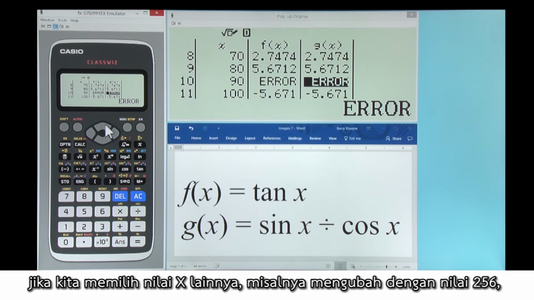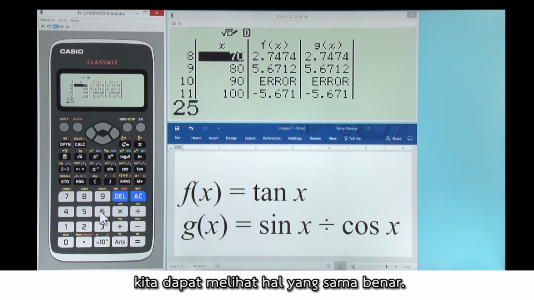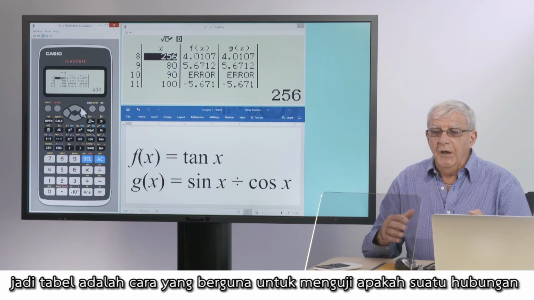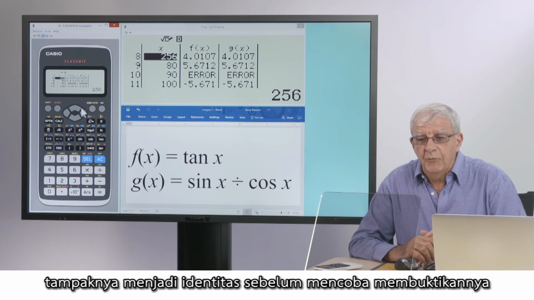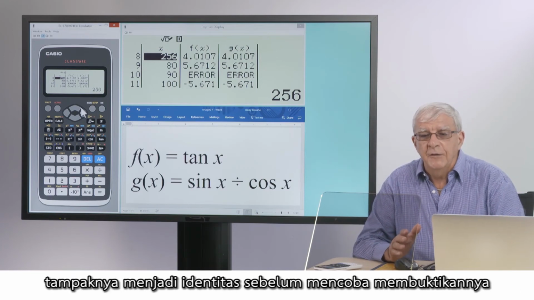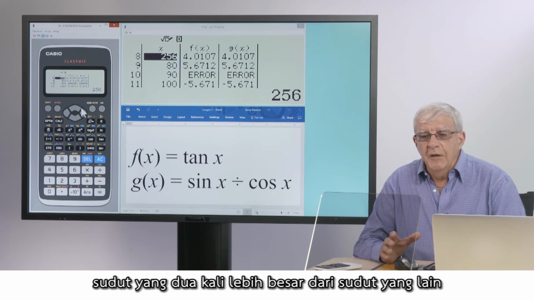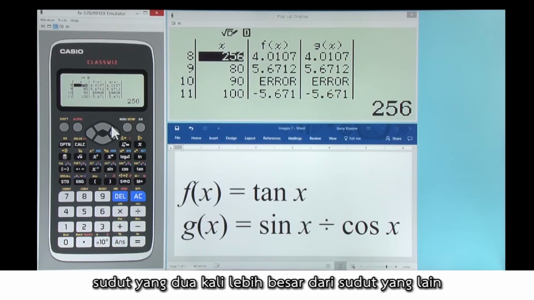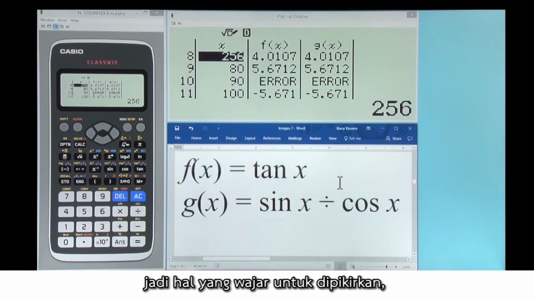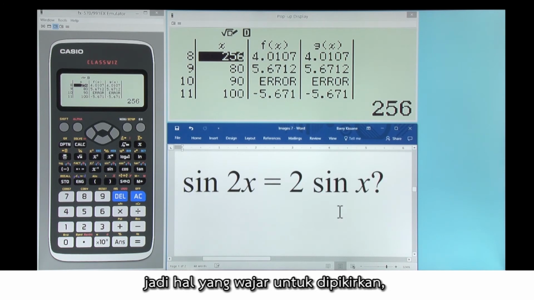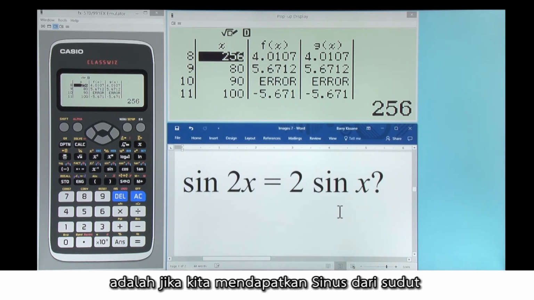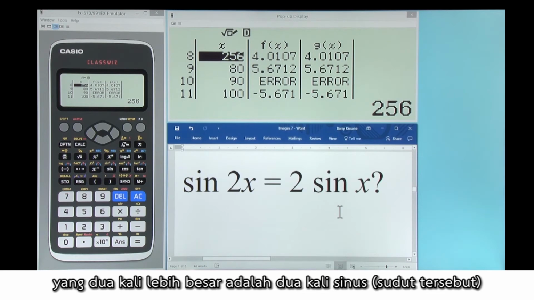So if we choose other values of x, by changing a value here, 256, we can see the same is true. So a table is a useful way to test whether a relationship seems to be an identity before attempting to prove it. A good example involves finding the sine of an angle that is twice as large as another angle. So a natural thing to think is, if we get the sine of an angle that's twice as large, is it 2 times the sine?